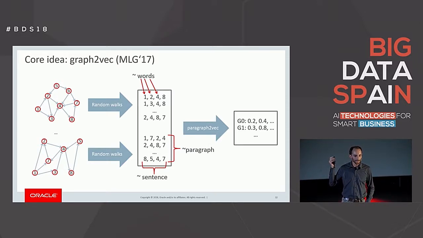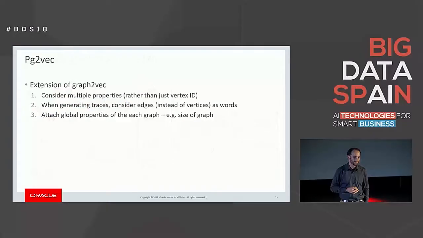But now what you get is a vector for each of the graphs. So for the first graph, we have a vector, second graph, we have a vector, and so on. And again, the distance, specifically the cosine distance is normally used, between these vectors in the vector space will be small if those two graphs are kind of similar. So this is the technique that you can use to identify similar graphs in your space.